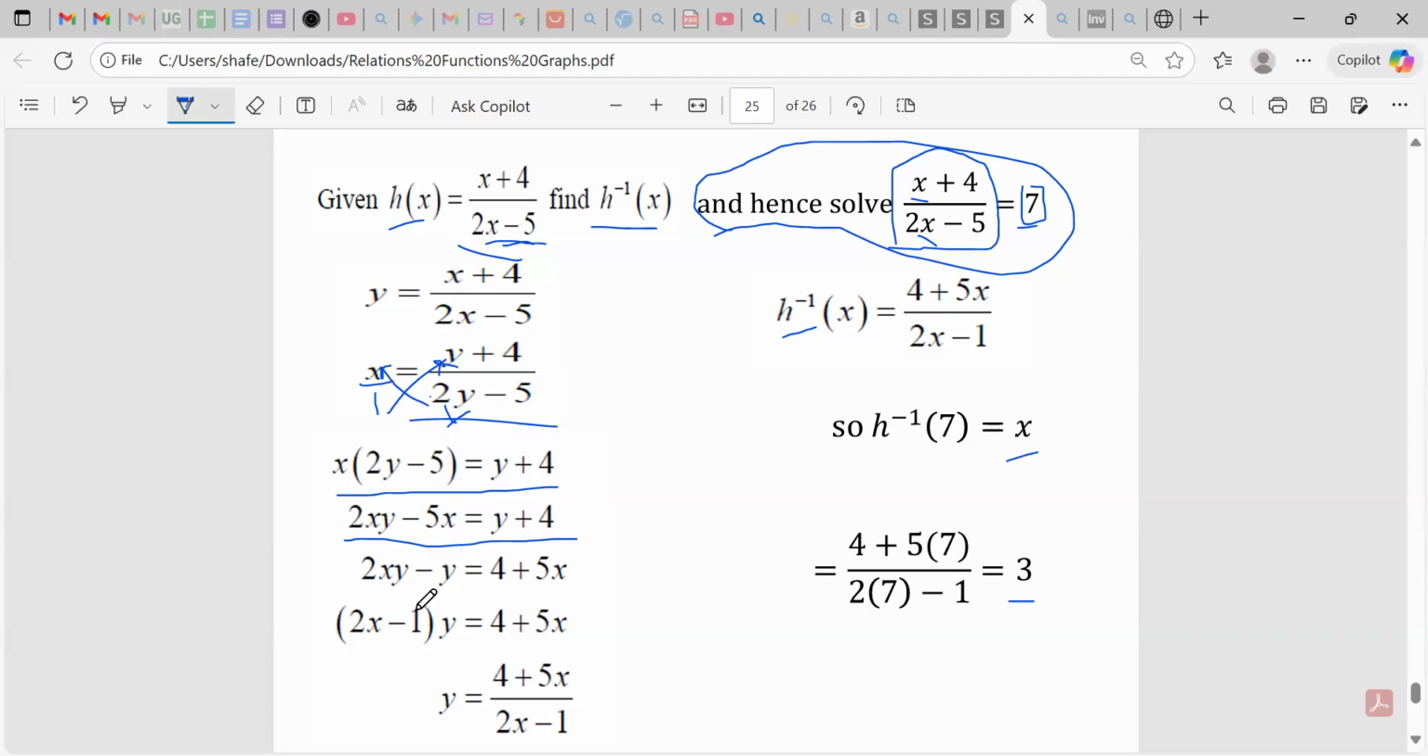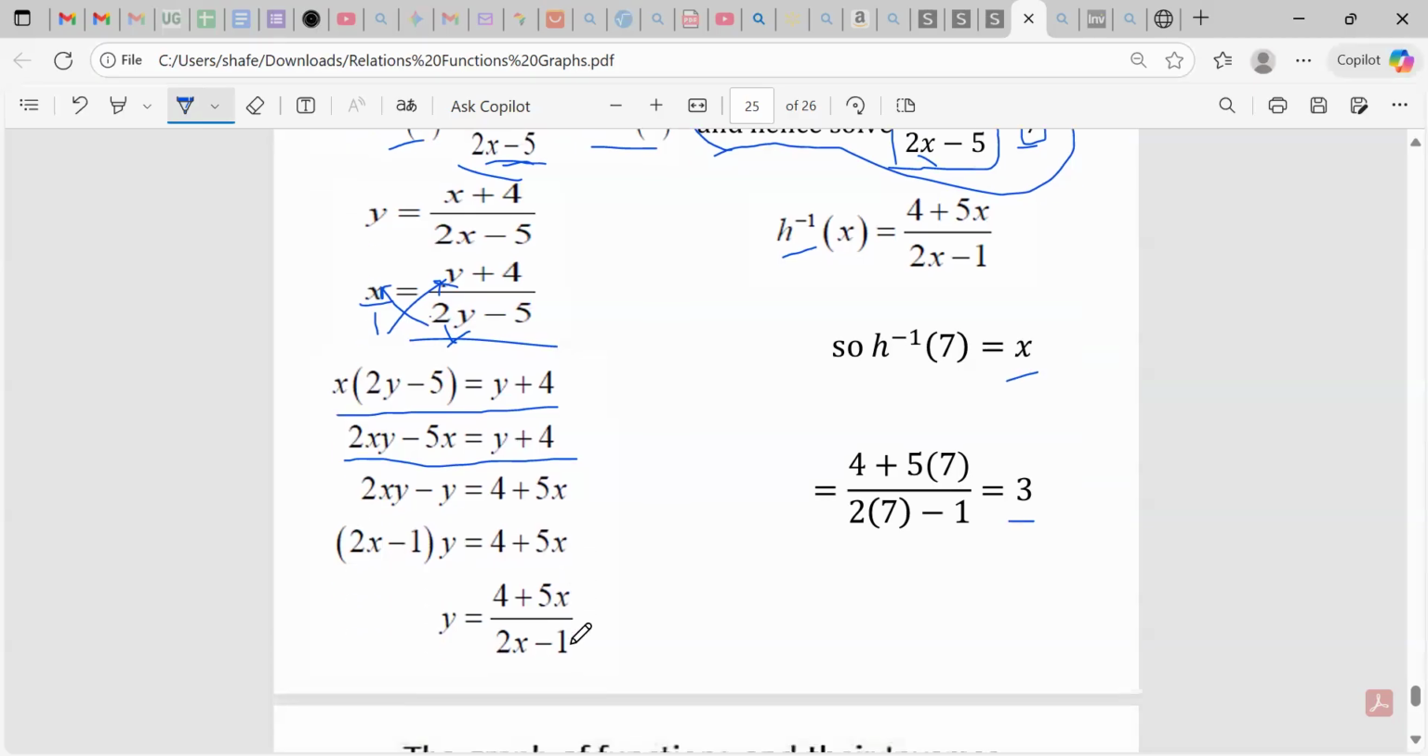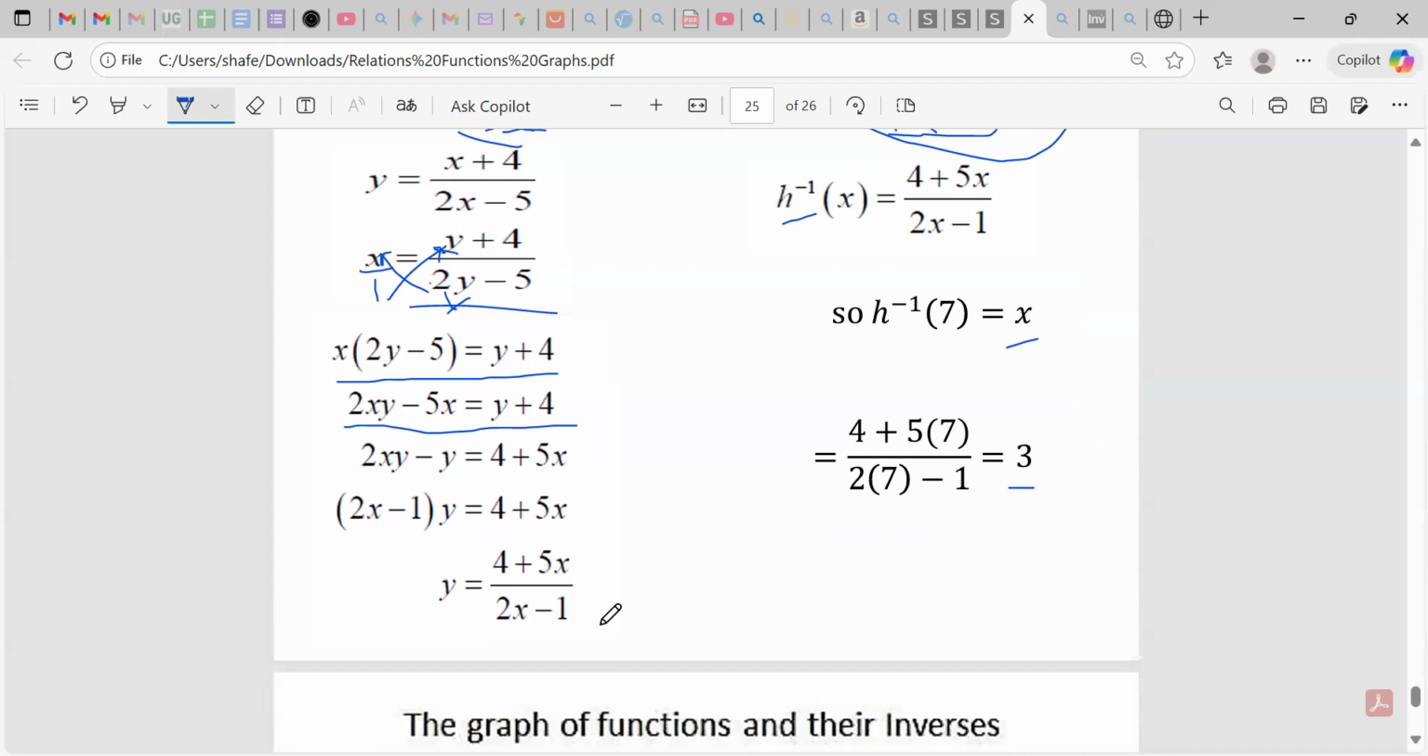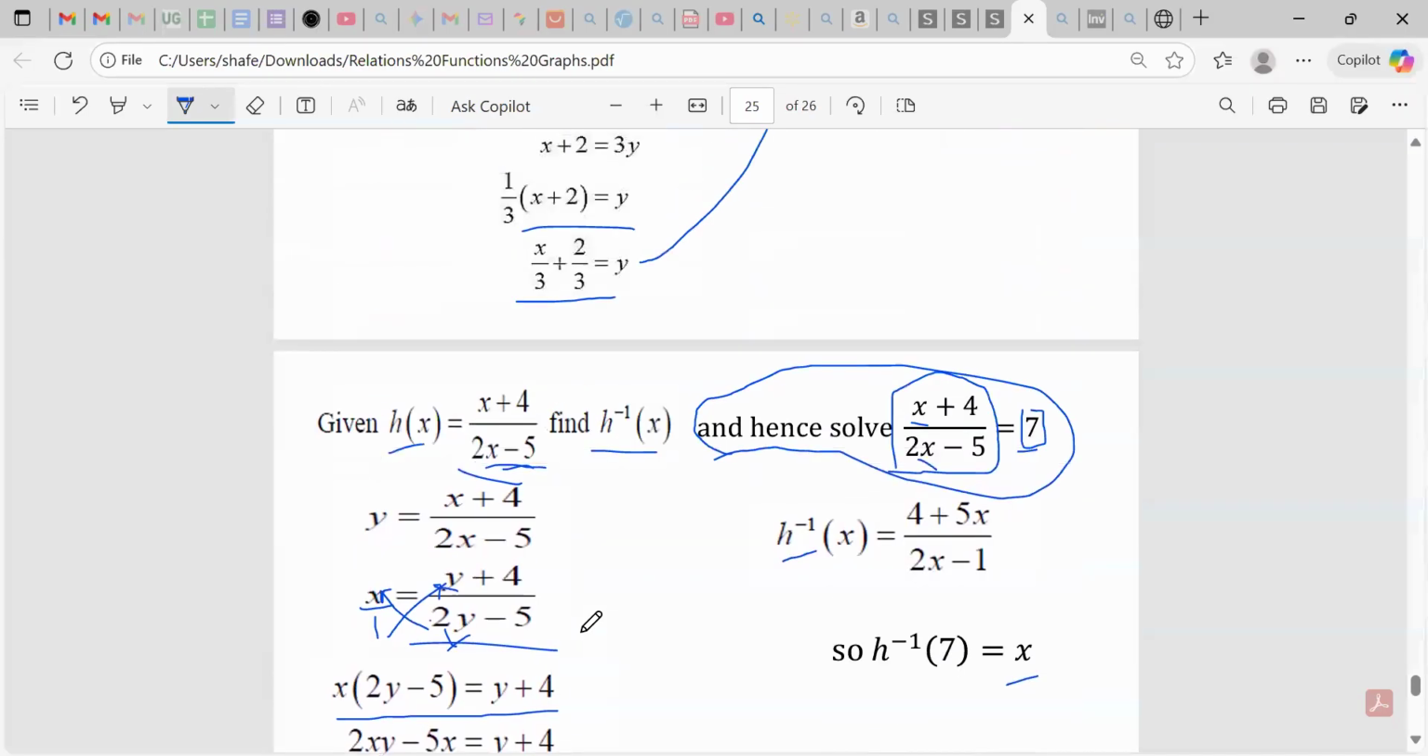We now factorize out the y because y is common, right? Y is common. So we factorize out the y and we get (2x minus 1) times y equal this here. And then we bring down this and we divide over here and we get that. So we have just found H inverse, right? So we have H inverse of x equal to that.